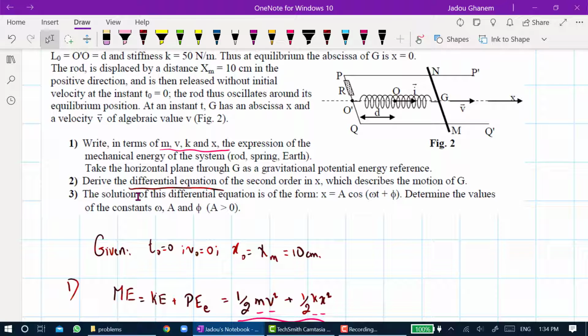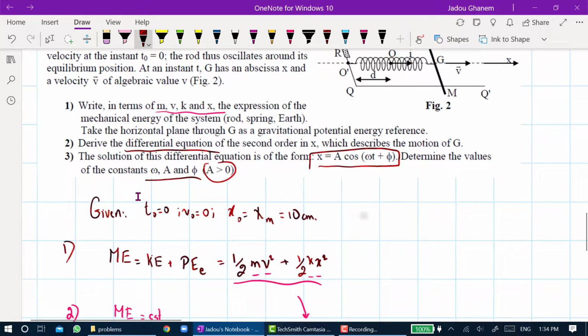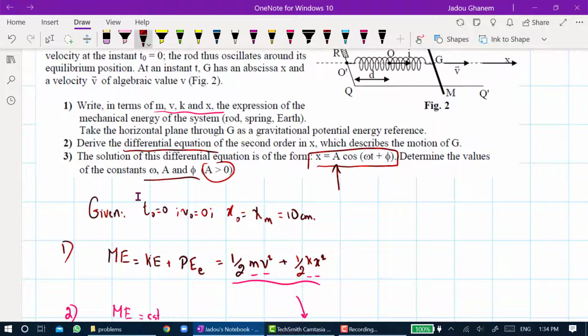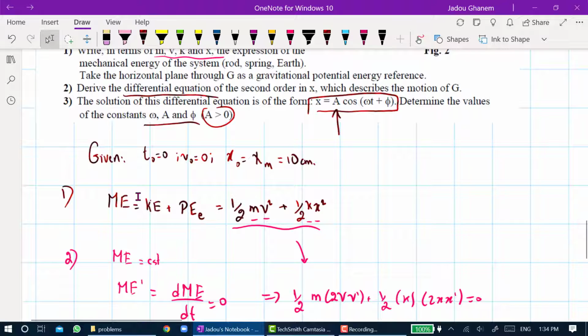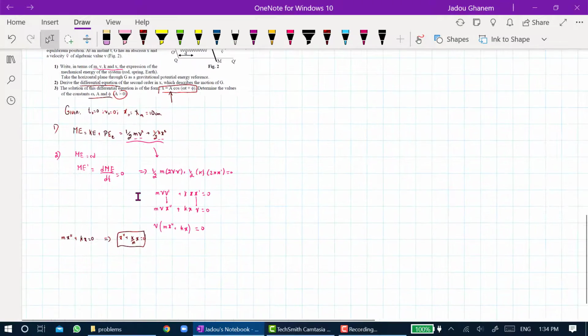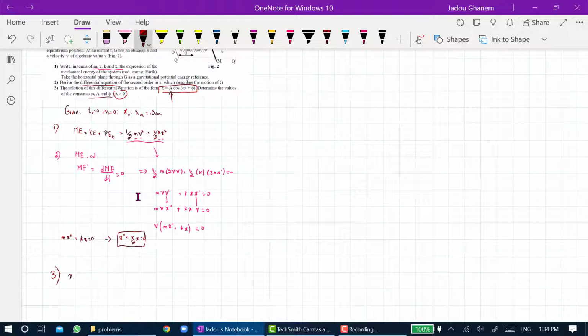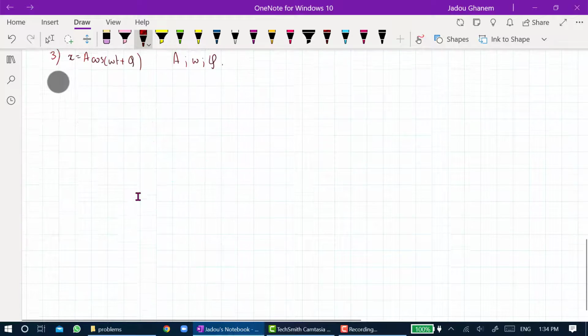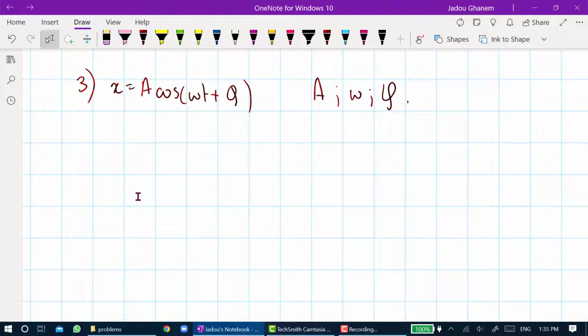The last part, the solution of this differential equation is of the form x equal a cosine omega t plus phi. Determine the values omega, a, phi. They showed here that a is a positive constant. Sure, here a usually is the maximum displacement. We usually write the expression for the solution as x equal Xm cosine omega 0 t plus phi. So they just changed it into a. Let's write the expression. So it's part 3, x equal a cosine omega t plus phi. We must search for a, for omega, and for phi. Usually I prefer to find x prime, x double prime, substitute it in the solution, in the differential equation, and then go and seek for the answers.